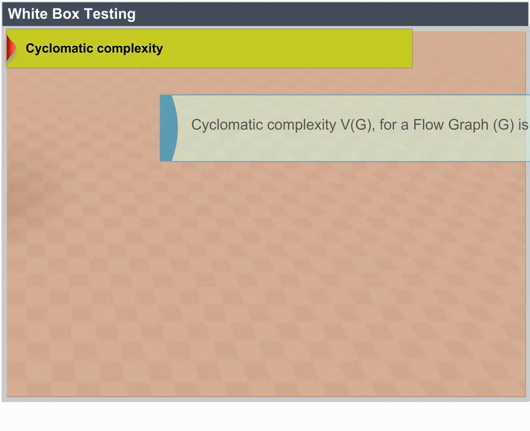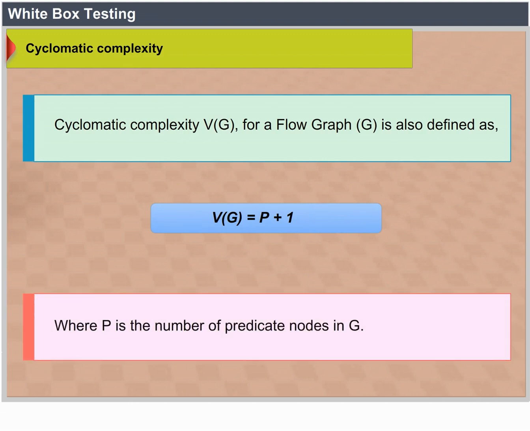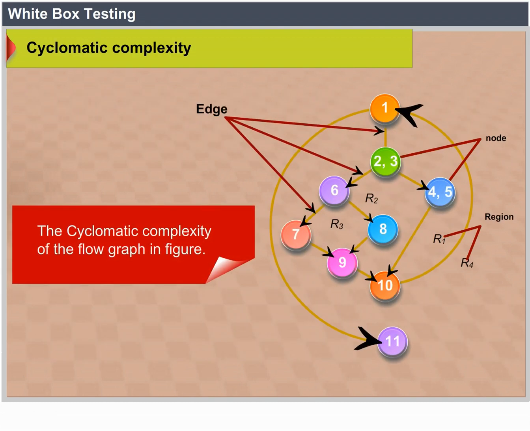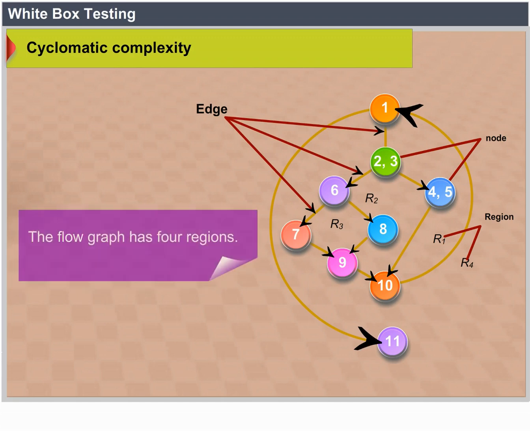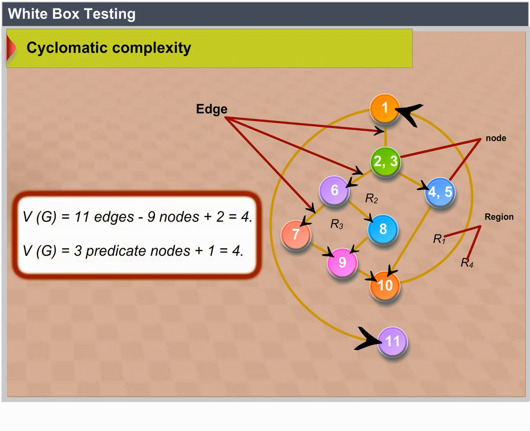Cyclomatic complexity V of G for flow graph G is also defined as V of G equals P plus 1, where P is the number of predicate nodes in G. The cyclomatic complexity of the flow graph shown in the following figure: the flow graph has 4 regions. V of G equals 11 edges minus 9 nodes plus 2, which equals 4. V of G equals 3 predicate nodes plus 1, which equals 4.